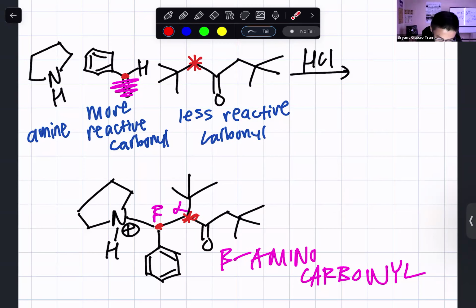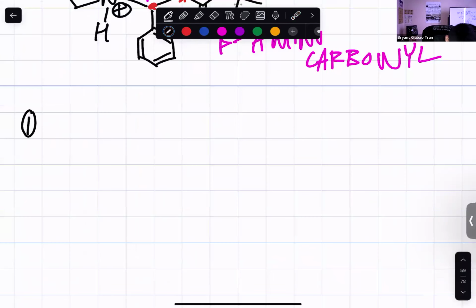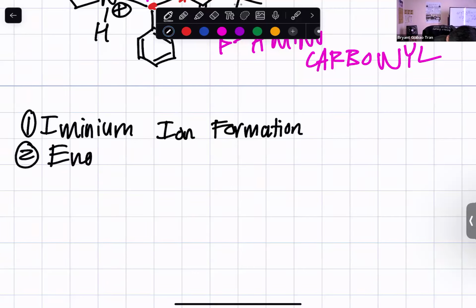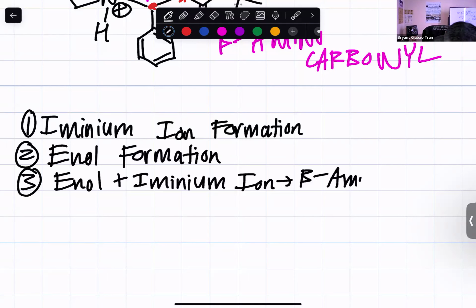Okay, so let me show you guys the step-by-step mechanism. The first step is iminium ion formation. The second step is going to be enol formation. And then the third step is going to have the enol plus the iminium ion together. They're going to react together to get your beta amino carbonyl.